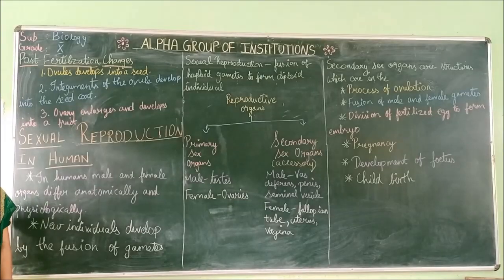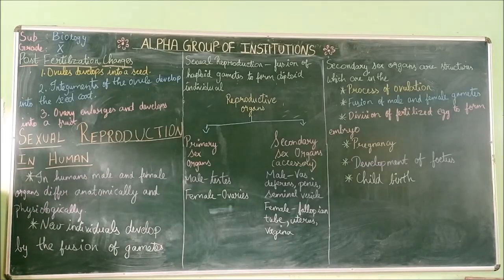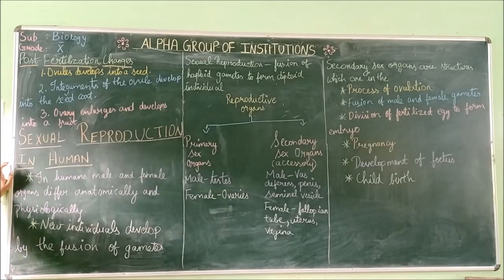Till now we saw the process of fertilization, how fertilization takes place, that is, after the pollen grain reaches the stigma of the gynoecium, what processes happen and how they fertilize. Those are the things we saw. Now we are going to see the post-fertilization changes. After fertilization, what happens after that is being said here.